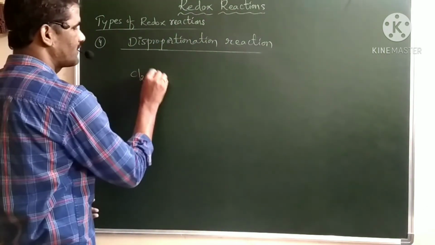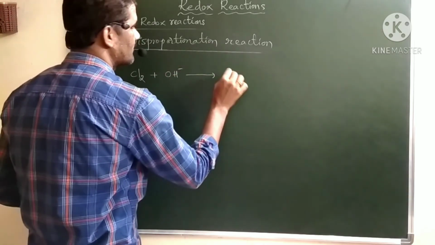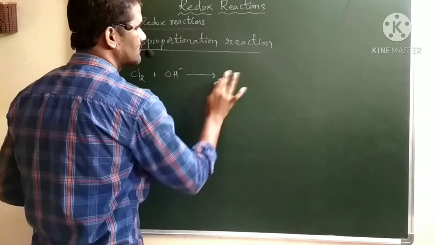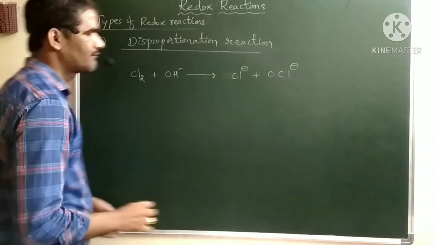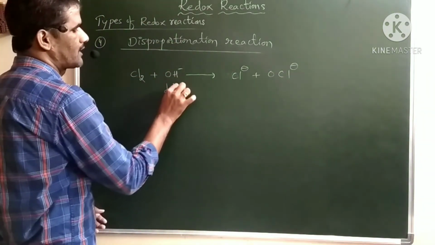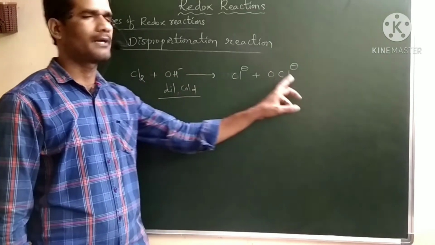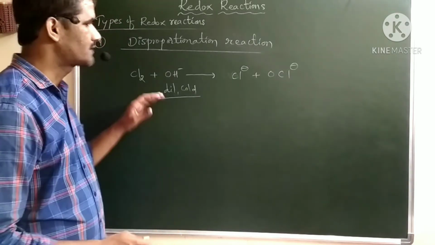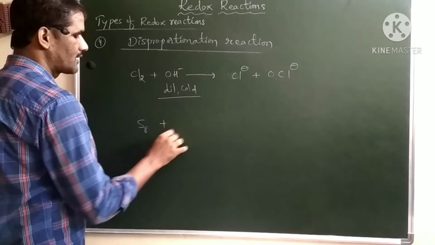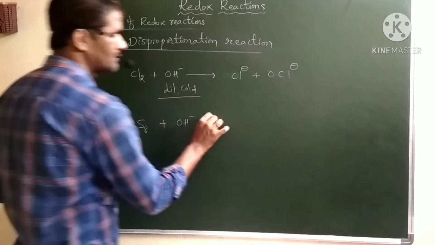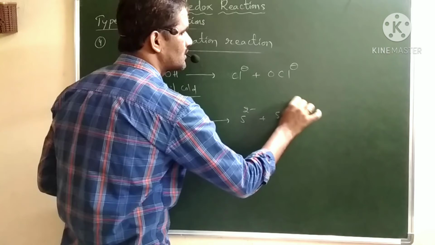Chlorine, again if you treat it with base, it will form NaCl, Cl- plus OCl-. When the base is dilute and cold, it will form Cl- and OCl-. This is also an example of a disproportionation reaction. And similarly H2S, if you treat it again with base, you will get S2- plus S2O3 2-.